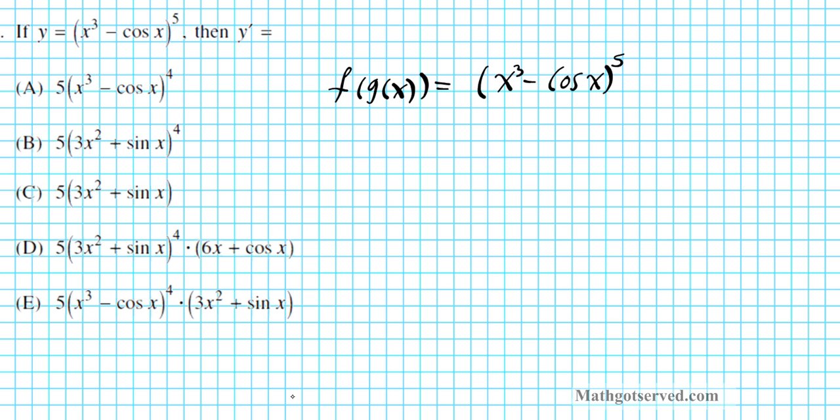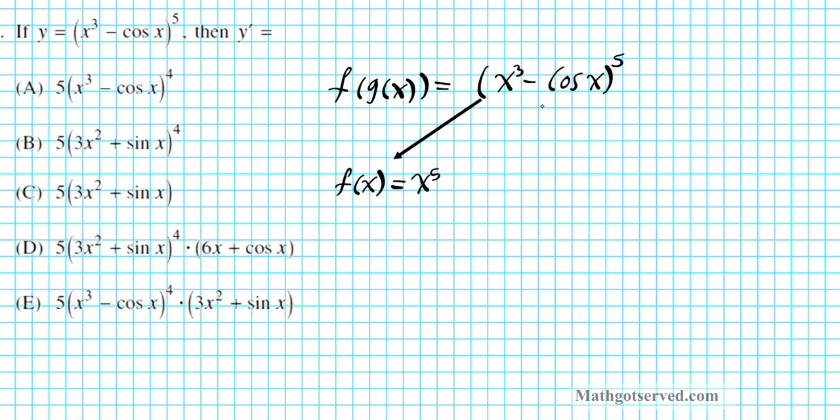Okay? All right, let's decompose this function. We just have two functions here, so it shouldn't be too complicated. The outer function, or the parent function, is f of x, and f of x is x to the fifth power.